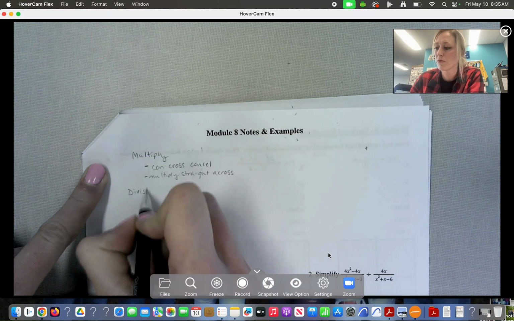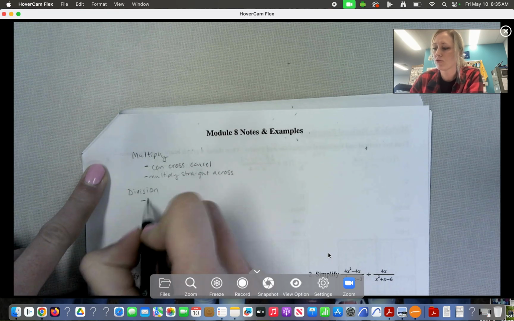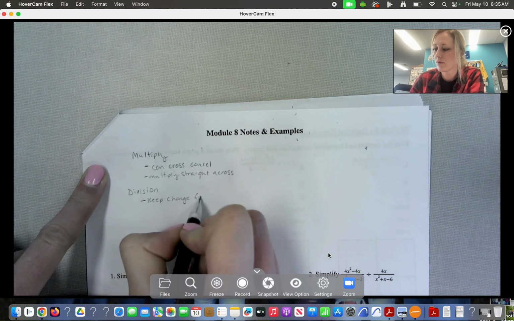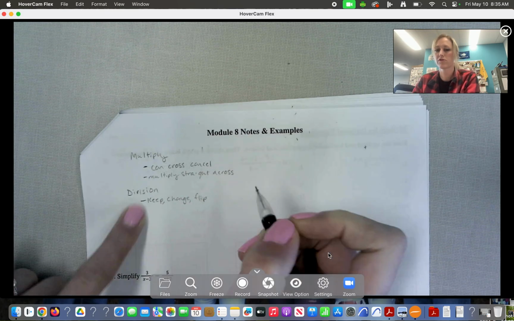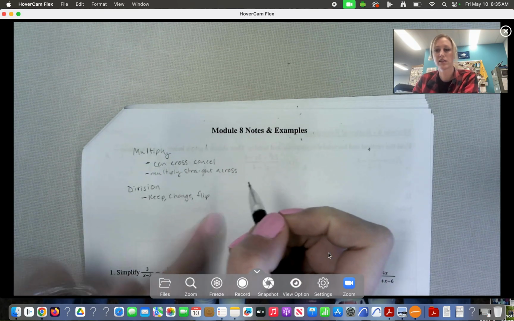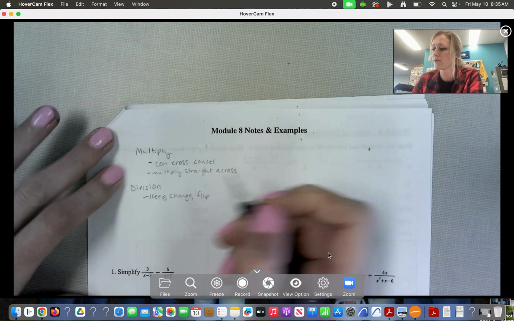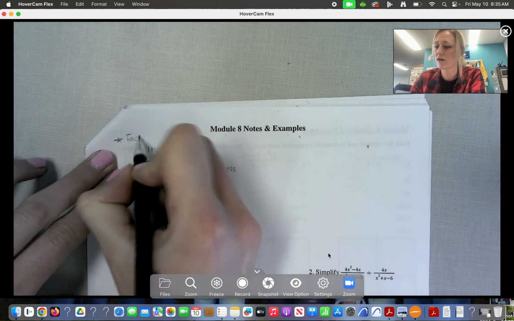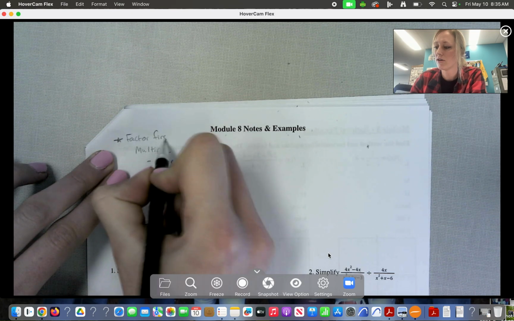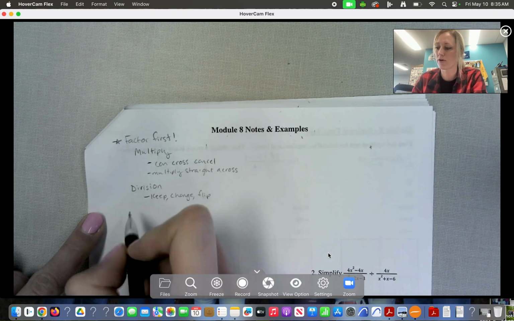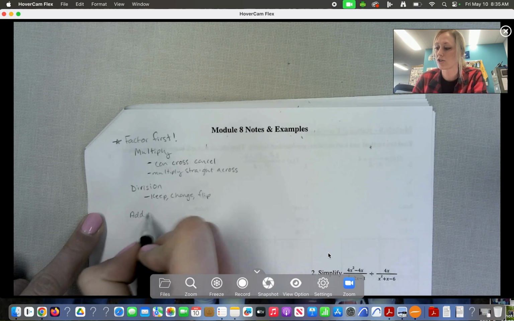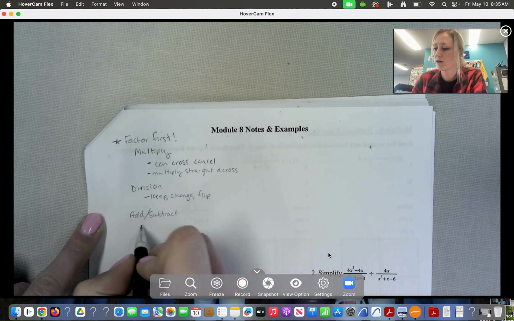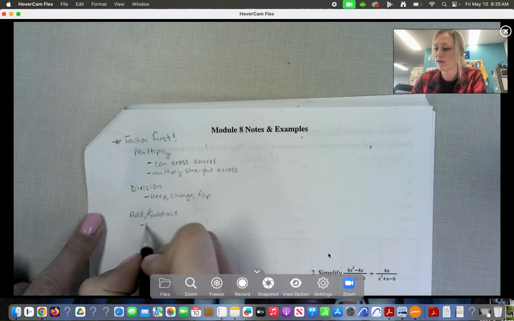Division is multiplication after we keep, change, flip. Okay, so keep the first fraction the same, change to multiplication, flip the second fraction, and then it applies to multiplication. For all of these, it's helpful to factor first for every single operation. Okay, now for addition and subtraction, we need a common denominator.